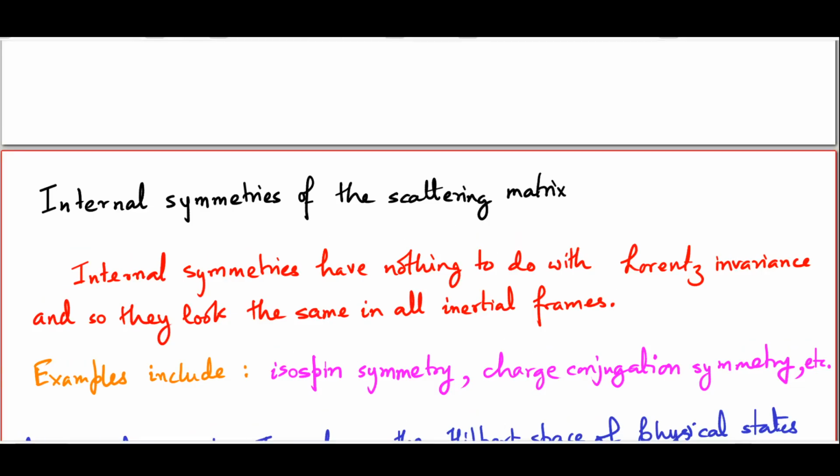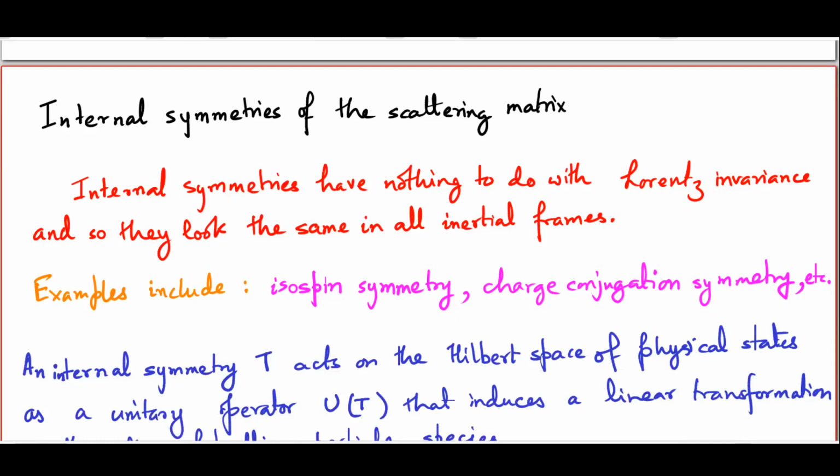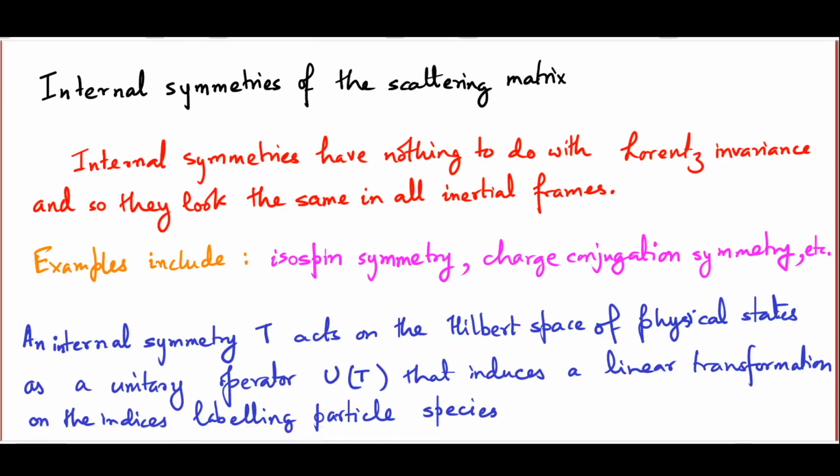Now, just like a Poincare transformation was implemented on a Hilbert space of states by the action of a corresponding unitary operator, a similar thing also happens here. An internal symmetry T acts on the Hilbert space of physical states in the form of a unitary operator U(T). And this U(T) induces a linear transformation on the indices labeling particle species. This is what is different from Lorentz transformations or general Poincare transformations.